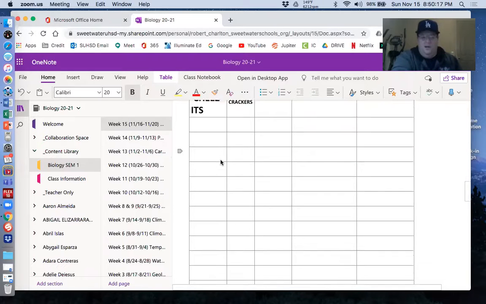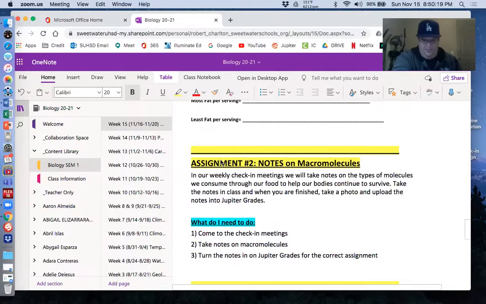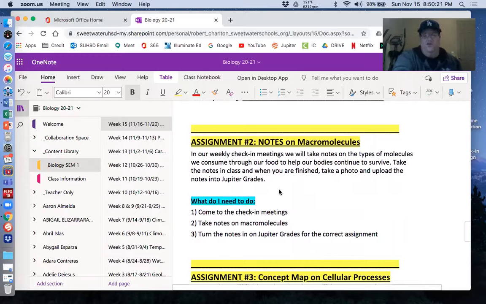Okay, second assignment. This is even more straightforward. Wednesday and Thursday, we'll be taking notes on the 4 macromolecules. I'm going to talk a little bit about what proteins are and what they do and how they look. We'll talk about what carbohydrates are, what they do and how they look. I'll talk about what fats are, what they do and how they look.